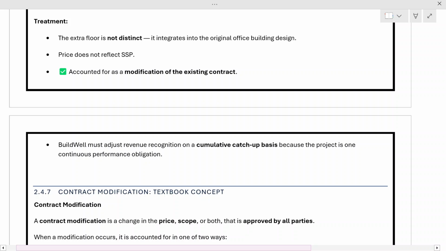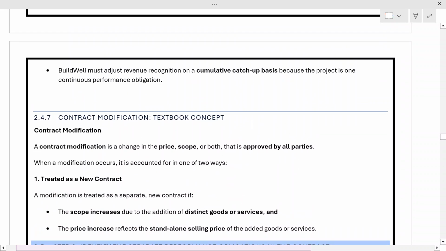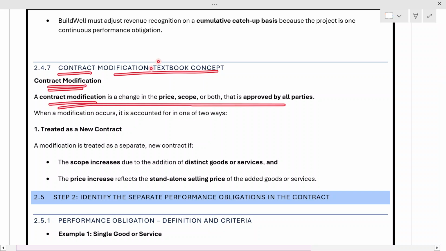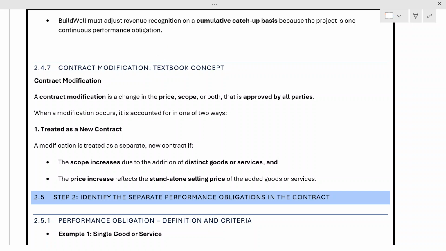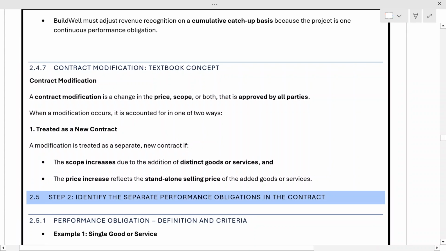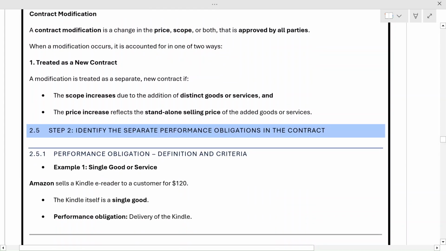Now this concept, which is written in the textbook, is like this. The textbook simply says that a contract modification is a change in the price, scope, or both, that is approved by all the parties. So the price is changing, or the scope is changing. When a modification occurs, it is accounted for in one of two ways.